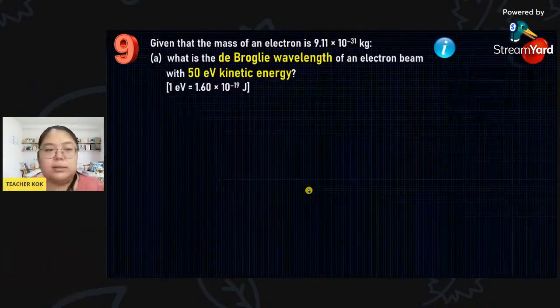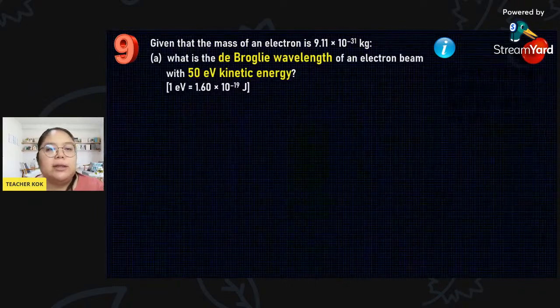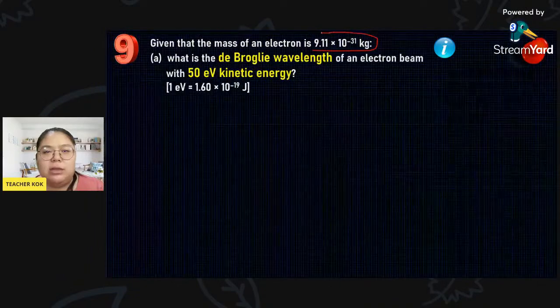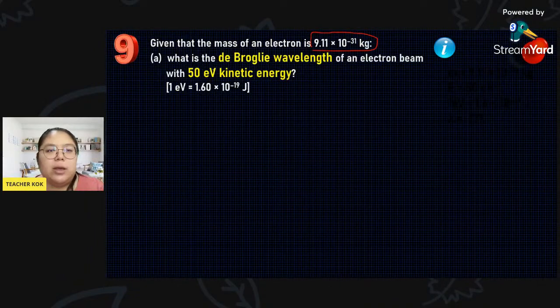Okay, you're going to see number 9 some more. Got so many questions. Number 9: given the mass of the electron, now involving the electron already. What is the de Broglie wavelength? They want to find the wavelength of the electron beam. Can you see now? Got 50 eV, electron potential difference, kinetic energy.